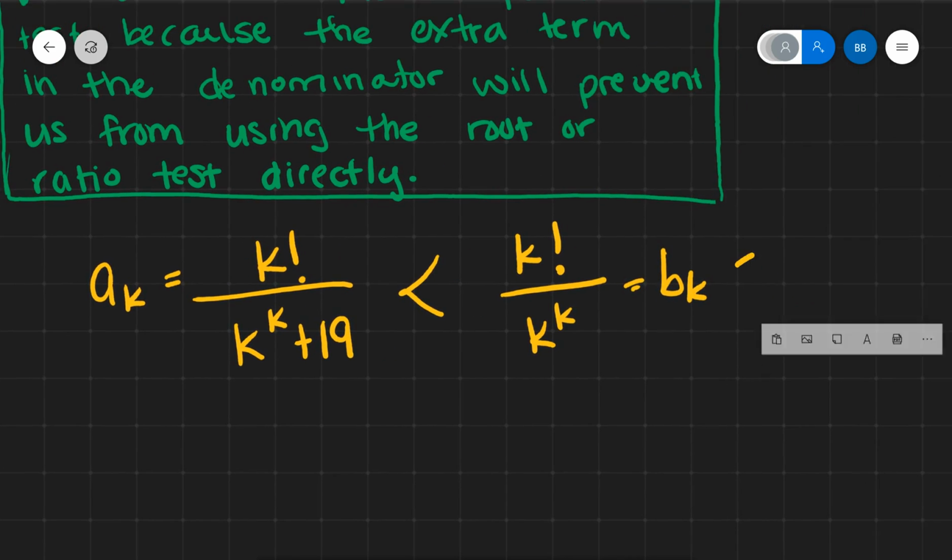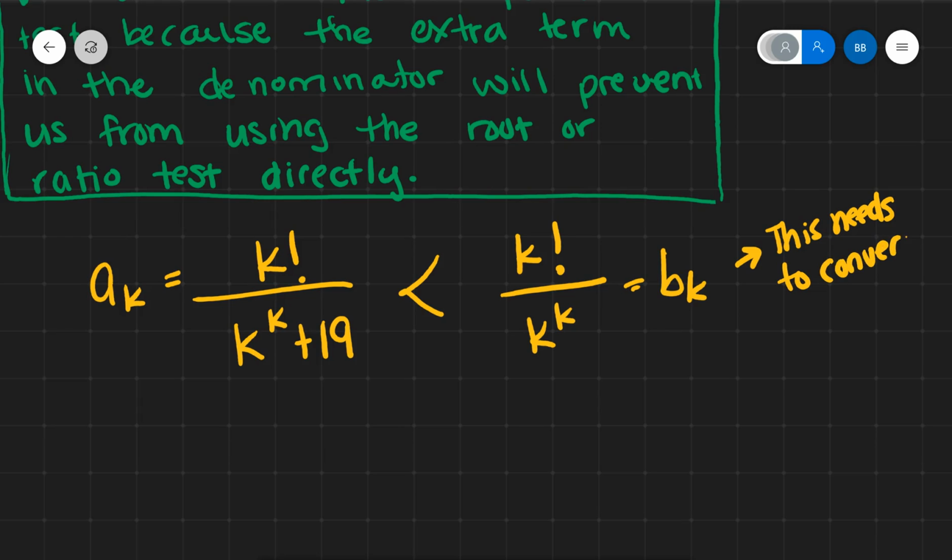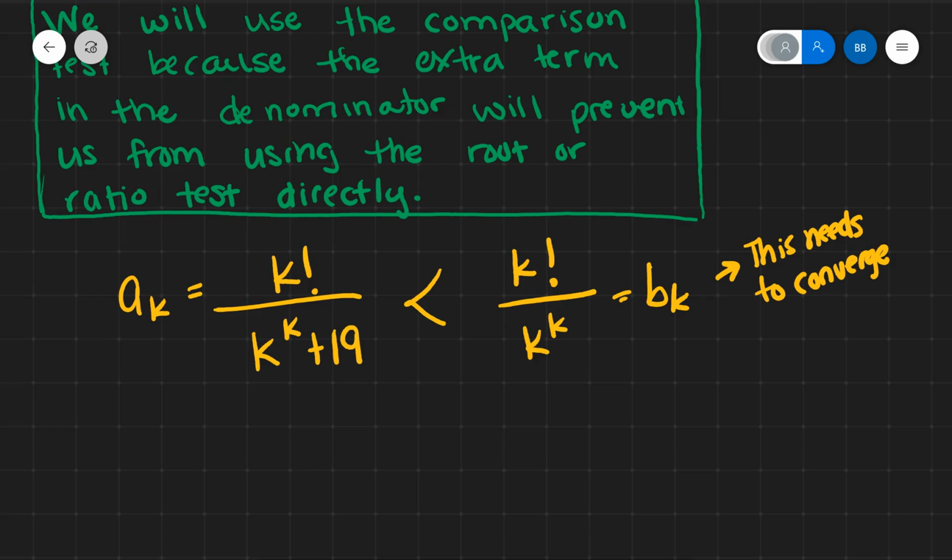So then we're making an argument that a sub k is less than b sub k. We want to make sure that b sub k converges. So this needs to converge. If it diverges, the test would be inconclusive, because all it would be showing is that something larger went to infinity, which doesn't tell us anything about the smaller thing. It could be finite, but it also could go to infinity. There's no requirement. But if we manage to show that this converges, then the summation that is smaller than it must also converge.